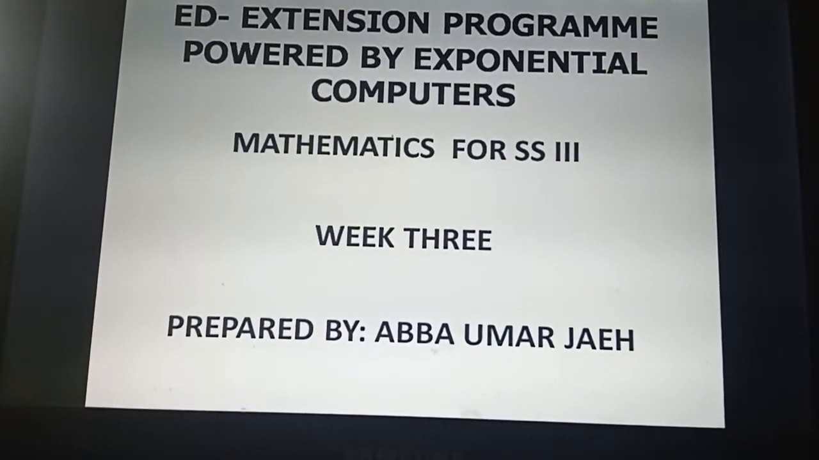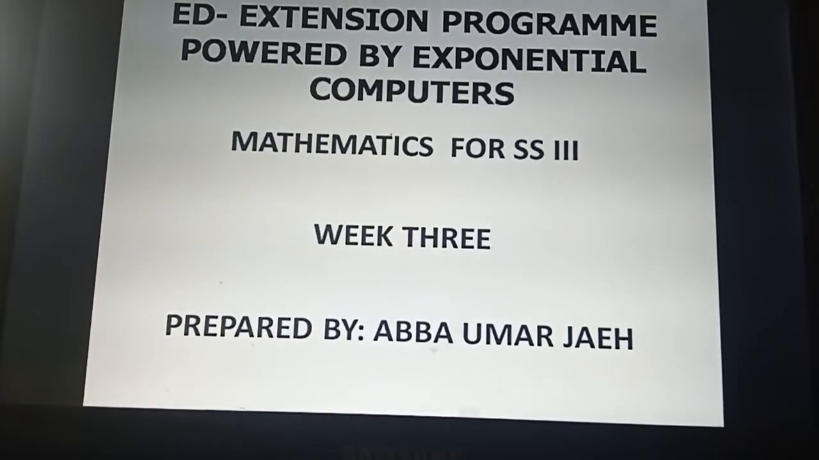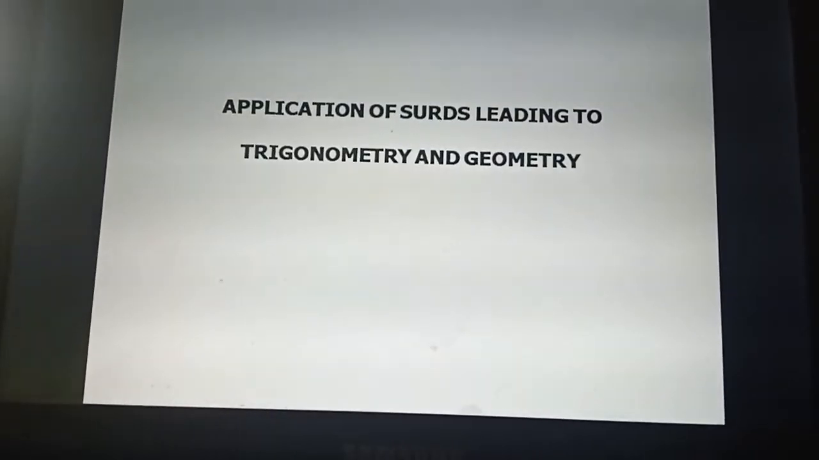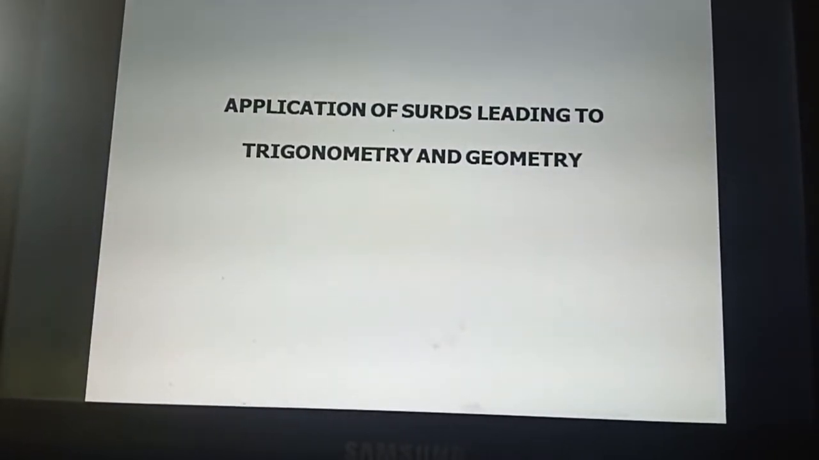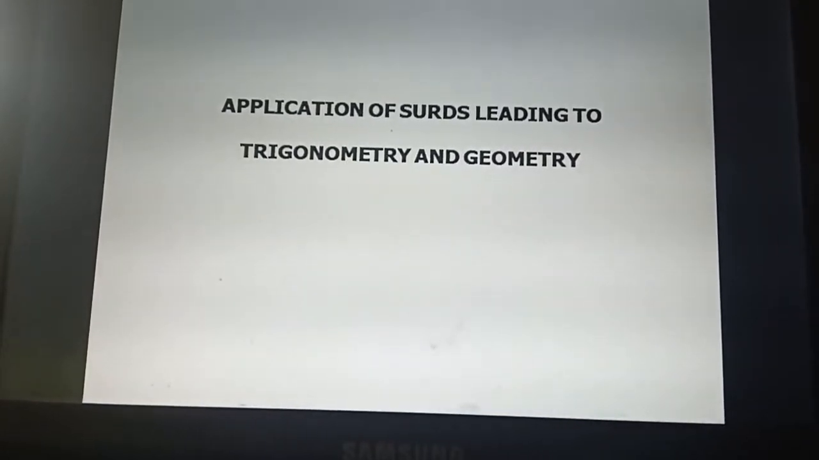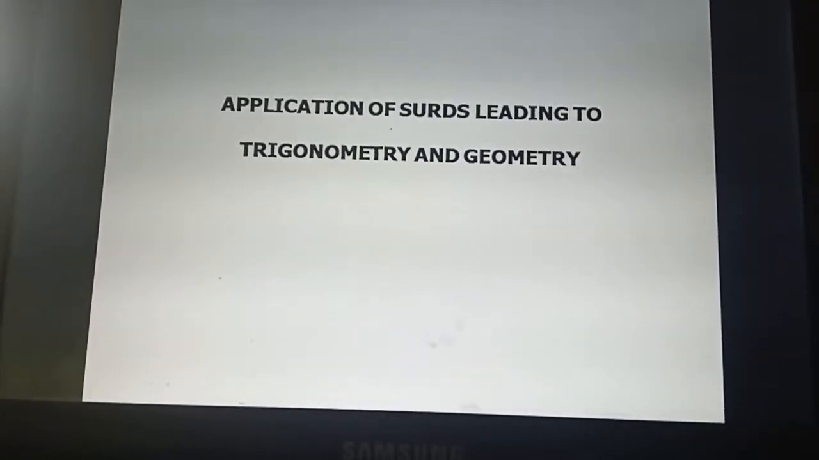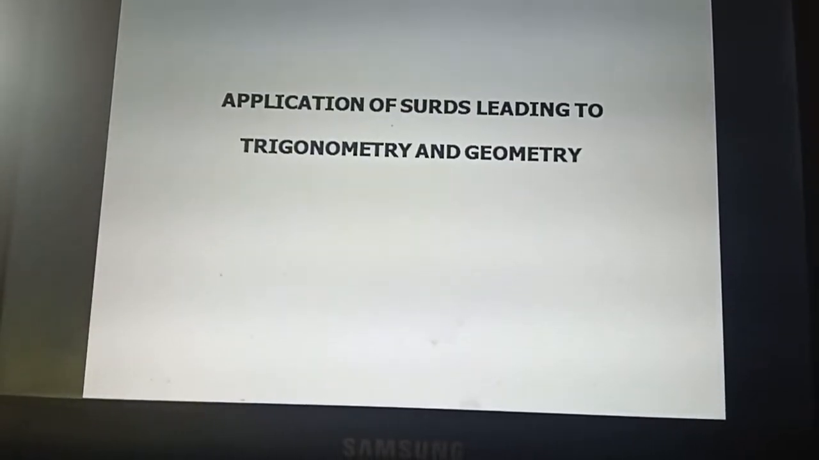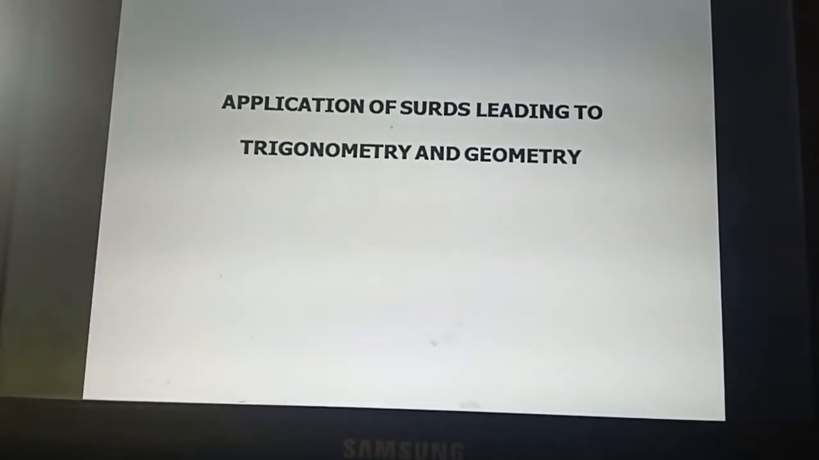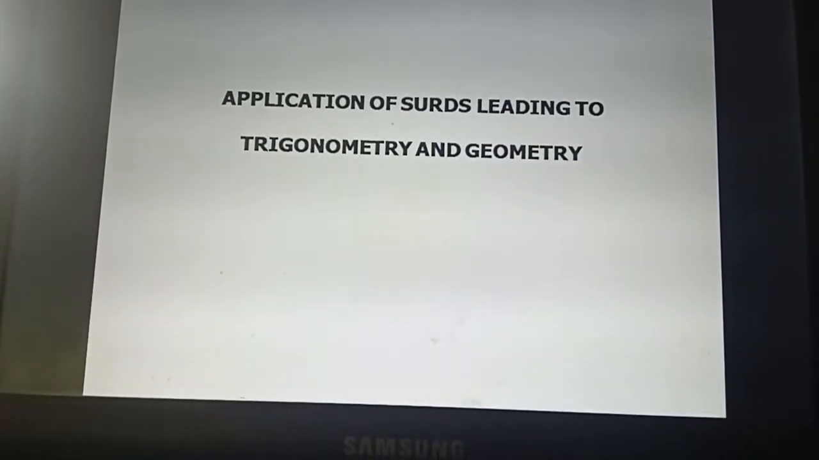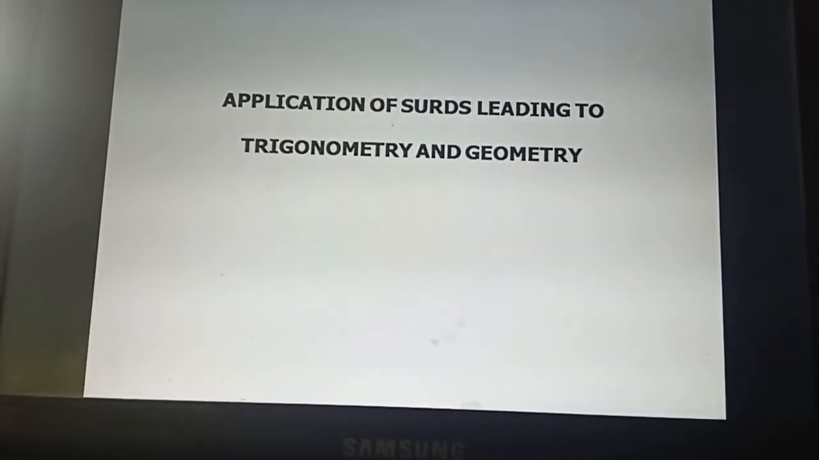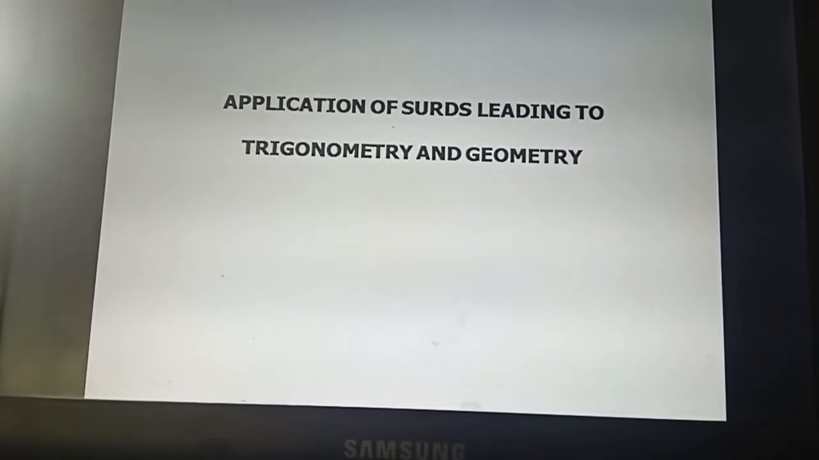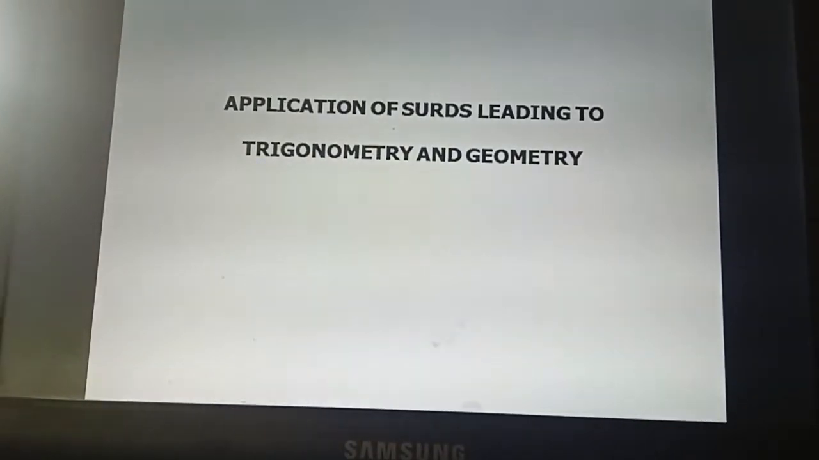So, we are going to look into our next topic, surds. We are still on surds. Today, we are going to look into this application of surds leading to trigonometric ratios and geometry. When I say trigonometric ratios, I mean that you can use surds to solve problems under these three: trigonometric ratios and geometry.